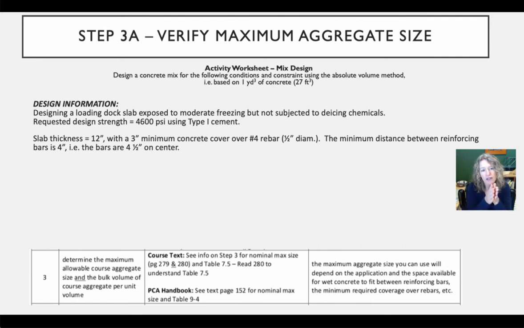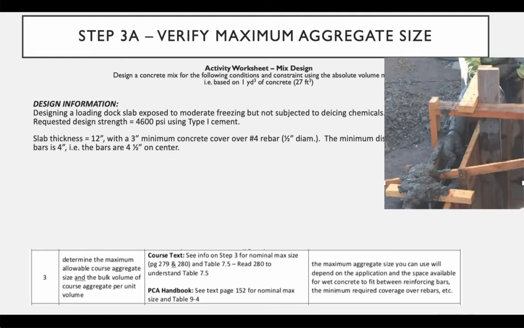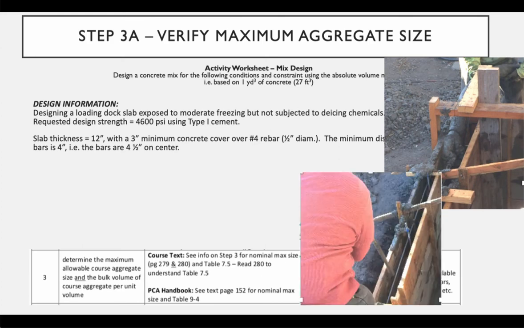To figure out the maximum allowable size that we can put in, we need to be looking at the formwork, the rebar, that sort of thing. Because if we remember, if we're pumping, we want to fit through a pump, and then we have the formwork, we have the rebar spacing, and the aggregate has to fit through all of that. And that's what this first step in step 3 is about.